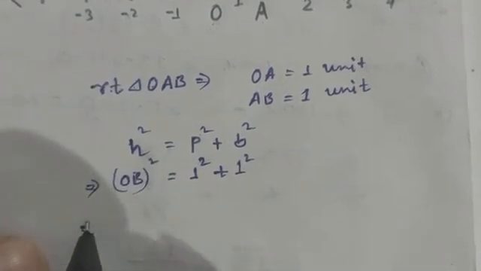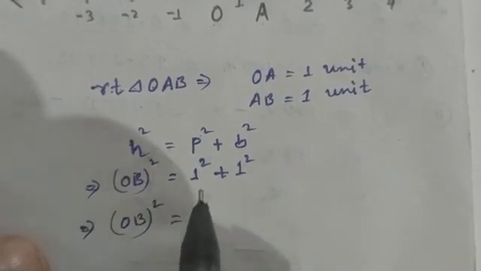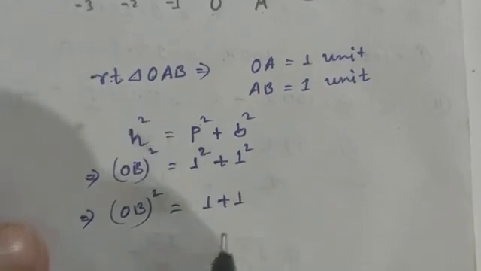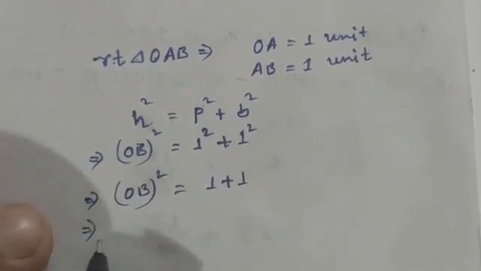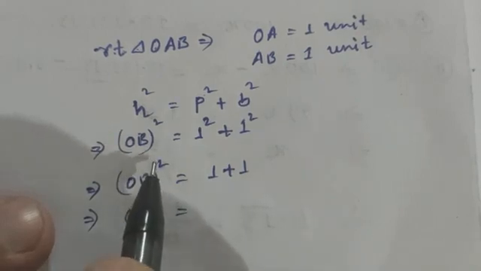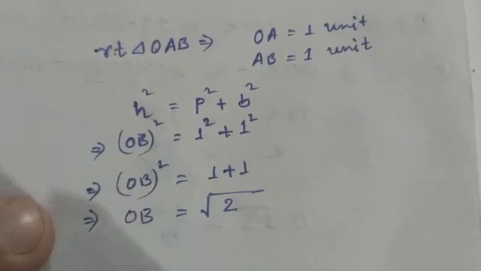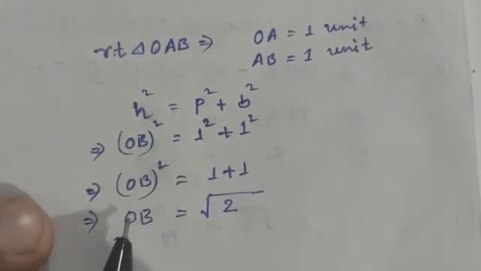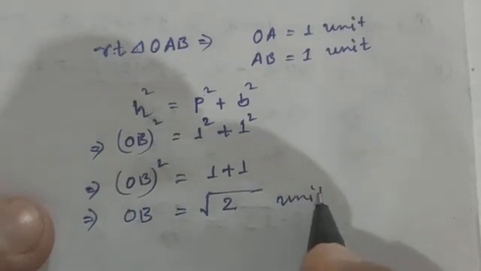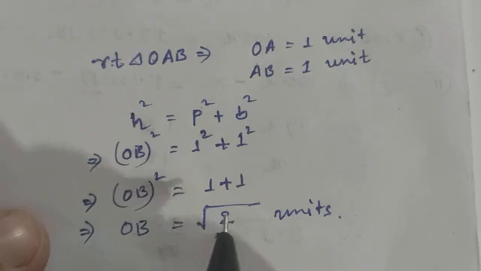Alright, then it is OB square. Then 1 square is 1, you know. This is also 1 square, this is also 1. Then OB will be, if you remove the square from here, root over 1 plus 1, all of you know that is 2. That means the length of OB is root over 2 units, sorry. OB is root over 2 units.